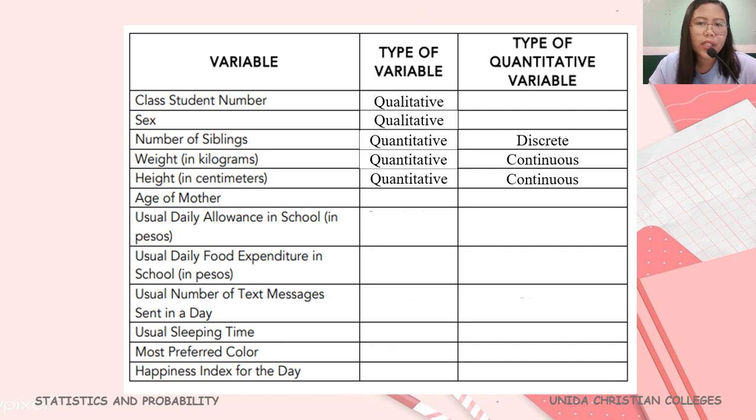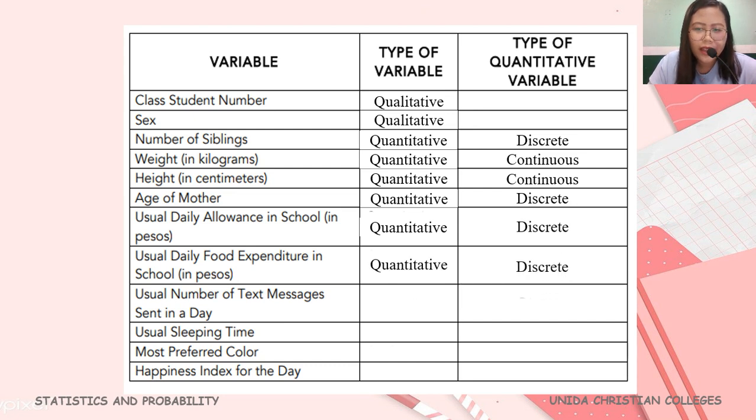Next, age of mother. So, si age po, nakaklasify. Pag kinlassify natin si age, ang magiging sagot natin doon is qualitative. Kasi kinlassify na natin siya. Let's say, senior, 60 and above. So, kinlassify na natin yung age doon. Kaya siya magiging qualitative. But here, since this is age of mother, this is quantitative. And since that is countable, this is discrete. Next, usual daily allowance in school. Same lang din, usual daily food expenditure in school in pesos. Basta pera, quantitative, at kayang bilangin. So, discrete. Pareho.